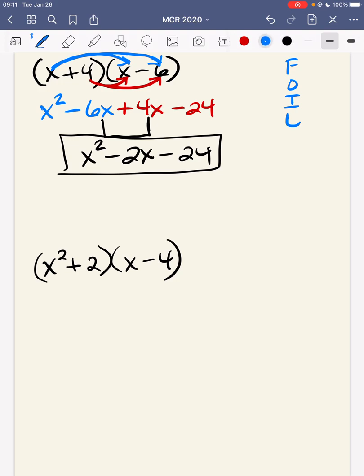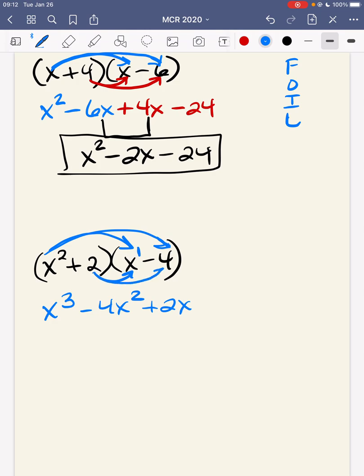All right, so using the idea of FOIL here, I'm going to go ahead and multiply x squared times x. Now this x has an exponent of 1, so 2 plus 1 gives me x to the third. Outer, x squared times negative 4 will give you negative 4x squared. Inner, 2 times x gives me plus 2x. And 2 times negative 4 gives me negative 8.